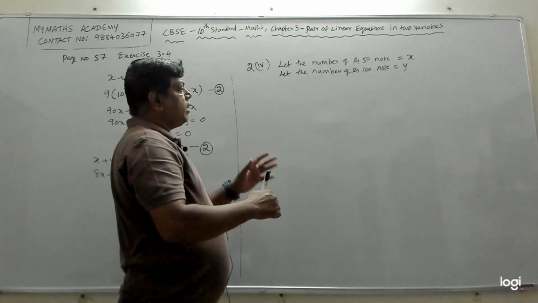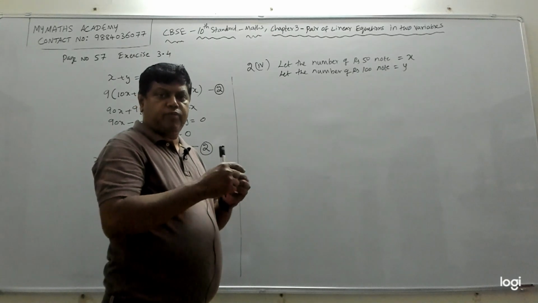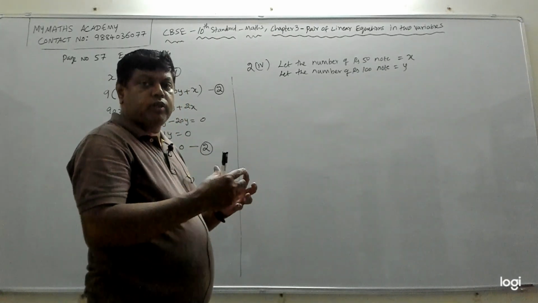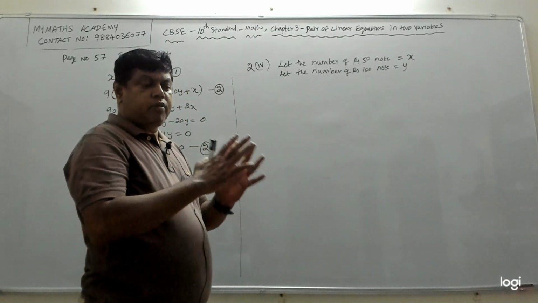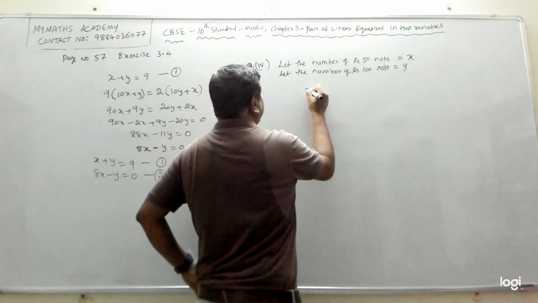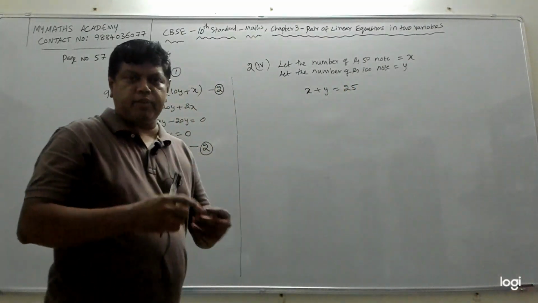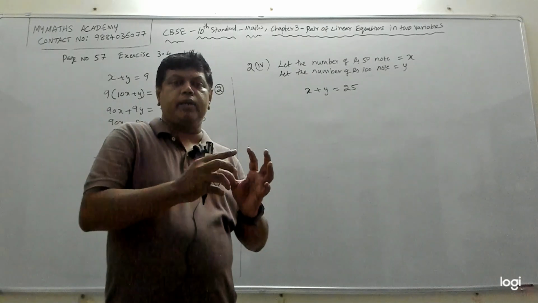Now what they have said: in total how many notes she has got, if you count the number of 50 rupees notes and number of 100 rupees notes, she has got 25. So which means x plus y equal to 25. This is just counting the number, not the money. As a money she is not counting.